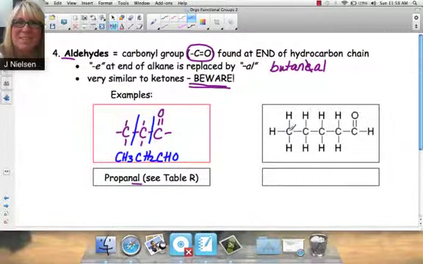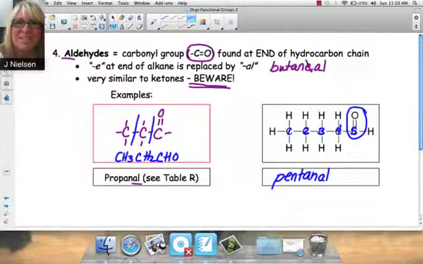All right, let's look at this one. We have 1, 2, 3, 4, 5. 5 we know is pent, and we're going to drop that E and add Al, pentanal. And here's my functional group right here, the double bonded oxygen to the C on the end carbon.